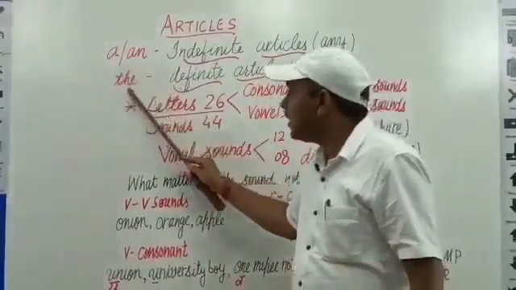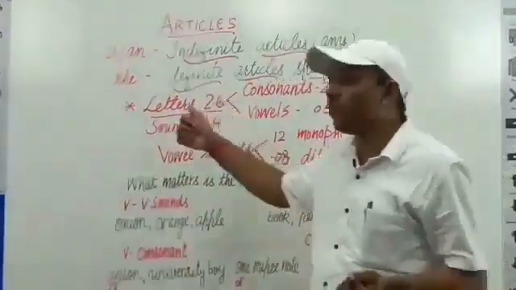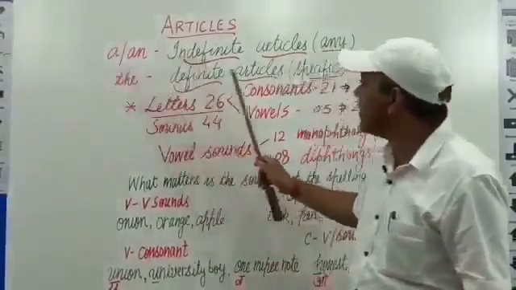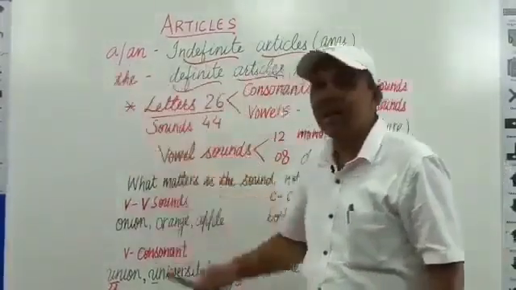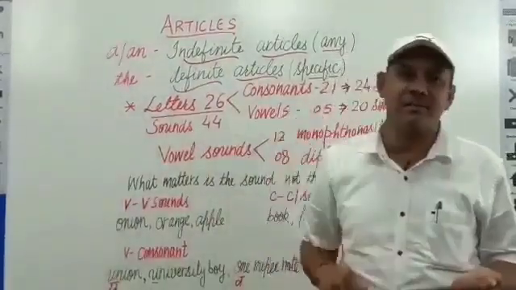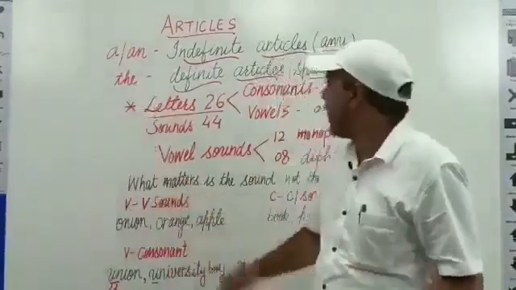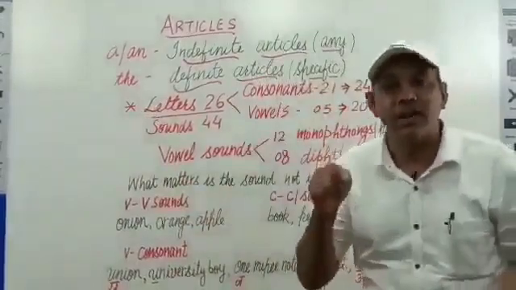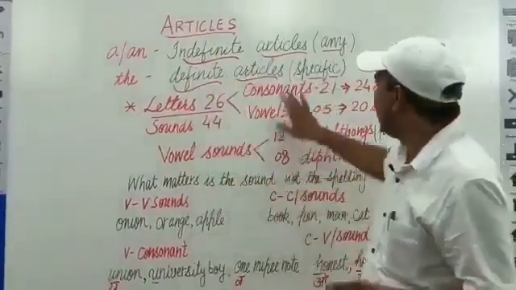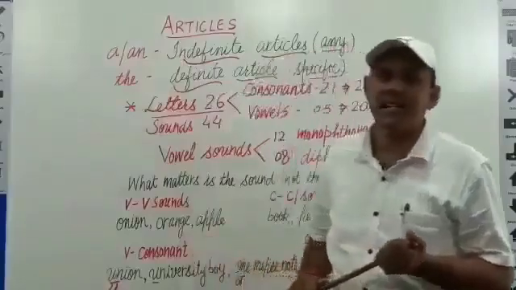The next is the. This is pronounced the or thee, depending upon the word followed by it. This is known as definite article because the refers to a definite or specific or particular person or thing. That's why we use the before a particular or specific or definite thing. So the is known as definite article. In this way, these three words are known as articles.